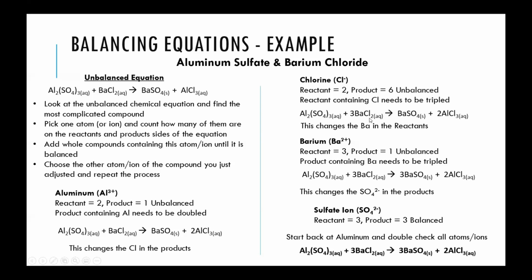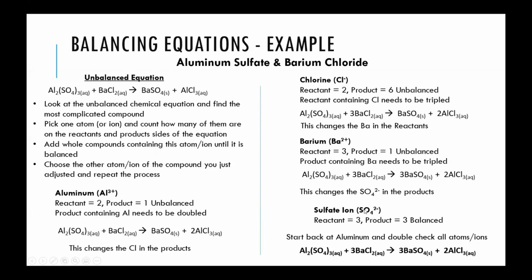Now, 3 times 2 and 2 times 3. There are 6 chlorine atoms on each side of the equation. But this changes the barium. Looking at this equation, there are 3 barium atoms on the reactants and only 1 barium atom in the products. So the barium compound in the product side also needs to be tripled. And this will in turn change the number of sulfate ions.